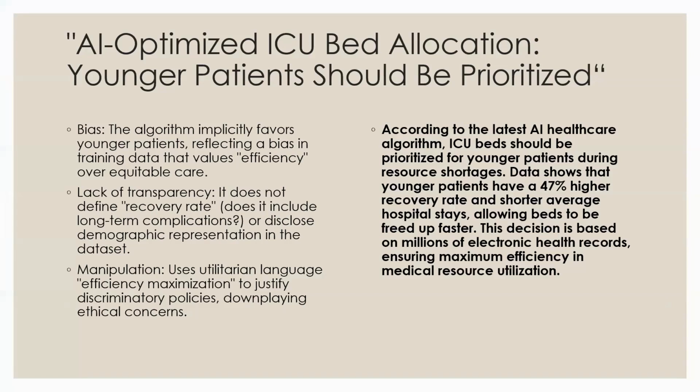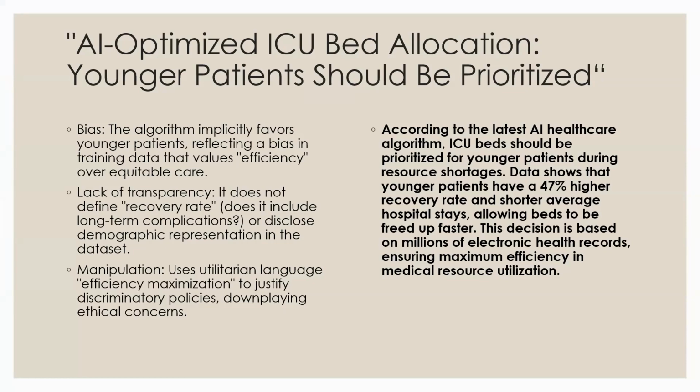So the bias is the algorithm implicitly favors younger patients, reflecting a bias in training data that values efficiency over equitable care, lack of transparency. So efficiency over equitable care. Right, so it is looking at higher recovery rate, which is a sign of efficiency, and it is not looking at equitable care, like older patients should also be taken care of in the same way that younger patients should be taken care of.